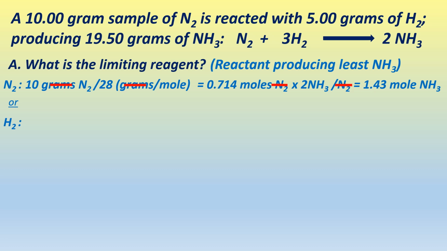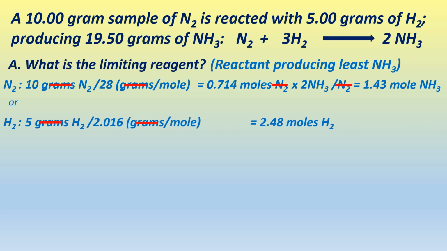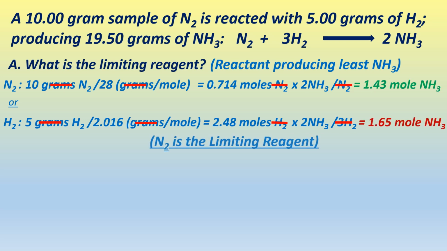On the other hand, my 5 grams of hydrogen at 2 grams per mole produces about 2.5 moles of hydrogen. The balanced equation tells me I make 2 ammonias for every 3 hydrogens. Therefore, I could produce at most 1.65 moles of ammonia. As the nitrogen produces the least amount of product, the 1.43 is less than 1.65, that makes nitrogen the limiting reagent.